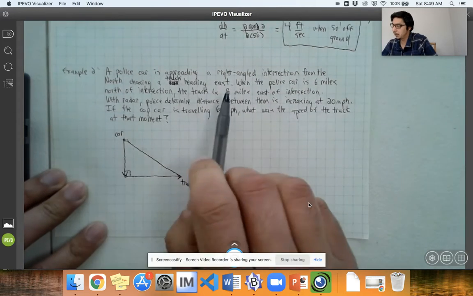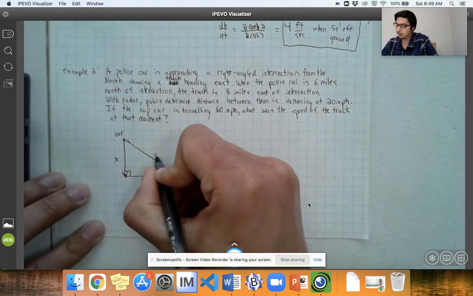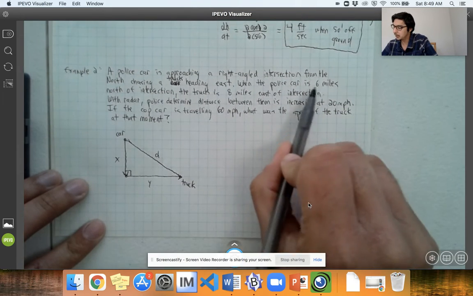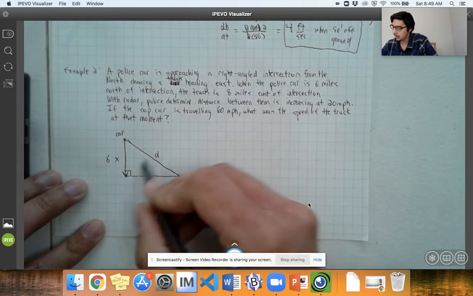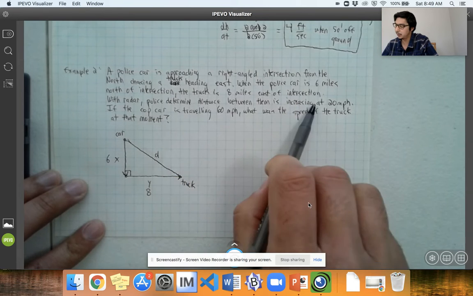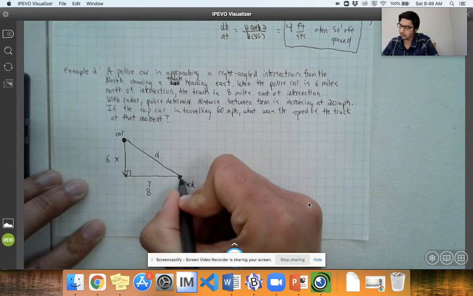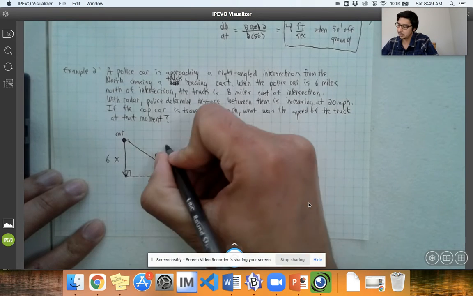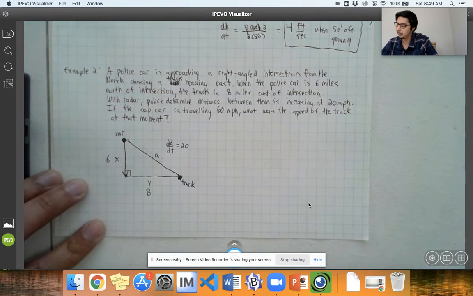And what do we know in this problem? So we might call this x, y, and the distance between them, I'll call d. Okay. Now, what do we know? When the police car is 6 miles north, we know that x is 6, the truck is 8 miles east, and with radar, the police determine the distance between them is increasing at 20 miles an hour. So the distance between them, d, is increasing. That's your rate. So what we know is that dd dt, relative to time, is equal to 20.